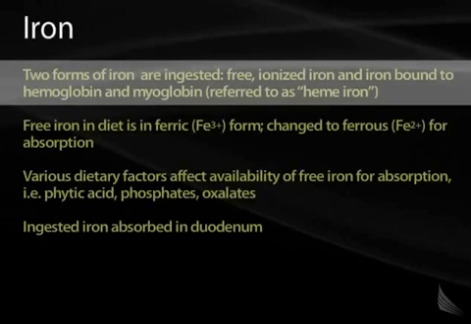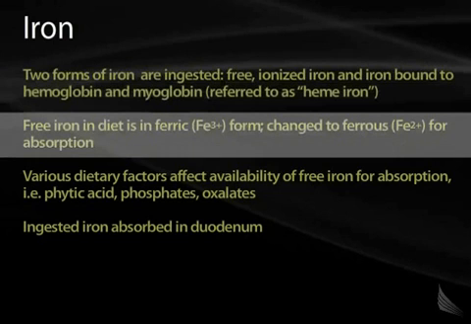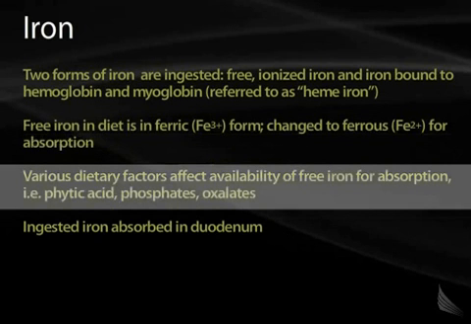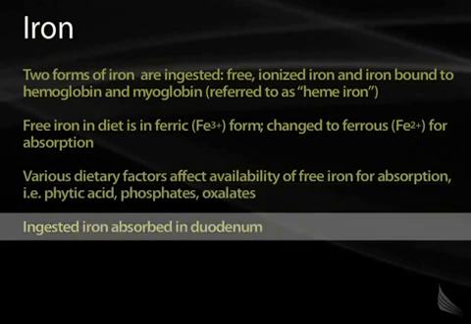Two forms of iron are ingested, namely free ionized iron and iron bound to hemoglobin and myoglobin. This is referred to as heme iron. Free iron in the diet is in the form of Fe3+ or ferric, and is changed to a ferrous or Fe2+ form for absorption. There are various dietary factors that affect the availability of free iron for absorption. These include phytic acid, phosphatases, and oxalates. And ingested iron is absorbed in the duodenum.